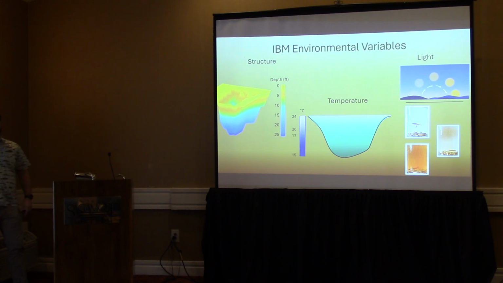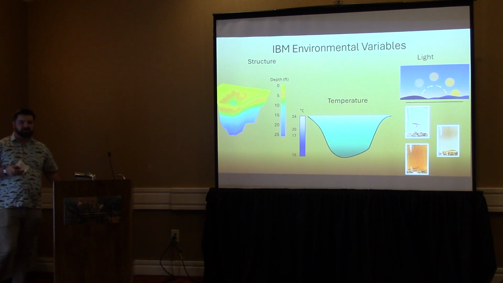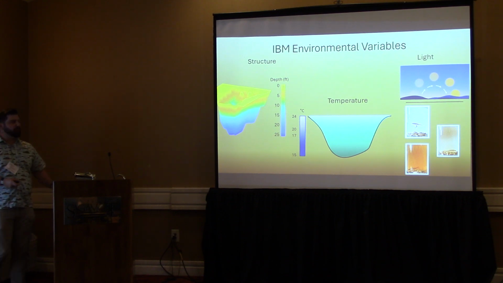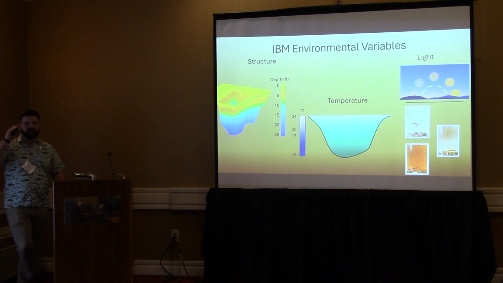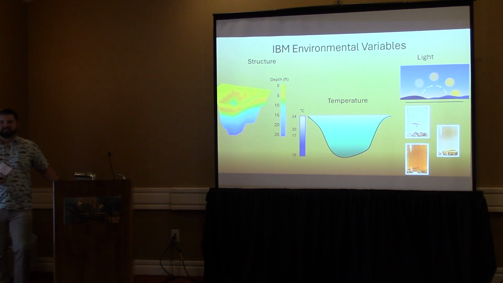For the environmental variables in building this individual-based model, we focused on the structure of the lake. Our model lake was Escanaba Lake in Vilas County, Wisconsin, which was touched on in one of the plenary talks. It has a depth from 0 to 25 feet, with various structure mimicked in this diagram. The lake stratifies around early May and stays stratified until usually about mid-October, with surface temperatures around 24 degrees Celsius and about 22 degrees Celsius around the middle of the year.